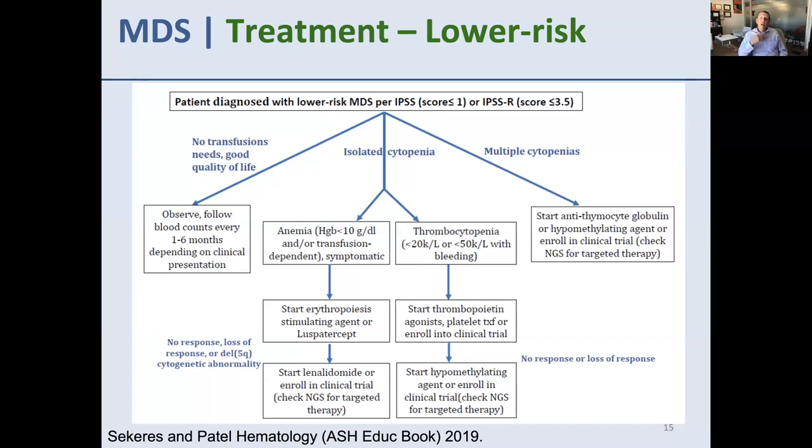How do we treat it? Well, we treat MDS based on the predominating low blood count when a patient walks into our office. So if you look at the left of the screen, you yourself may have no transfusion needs with your MDS and a good quality of life.